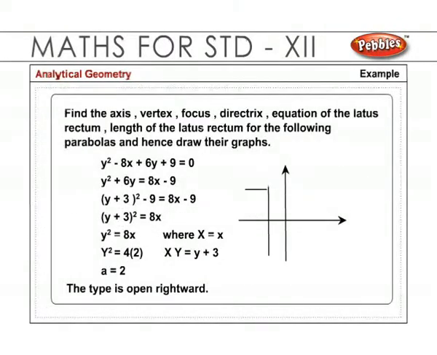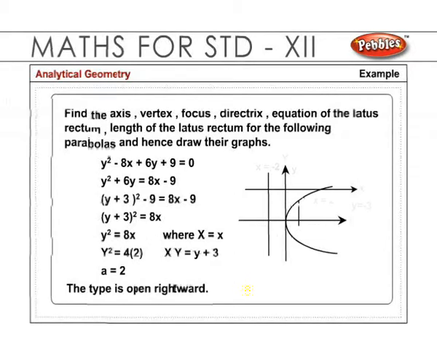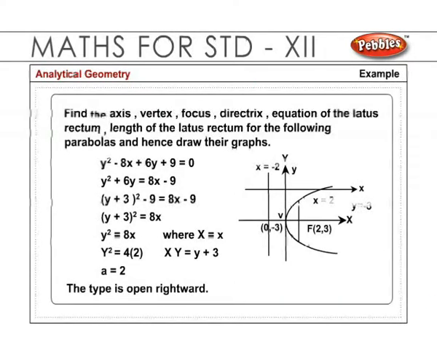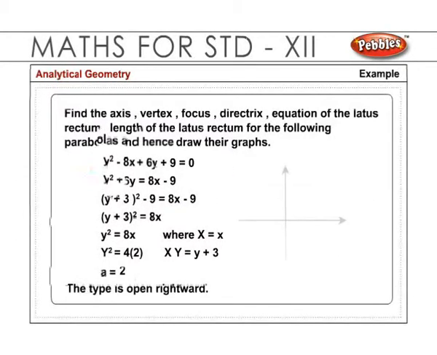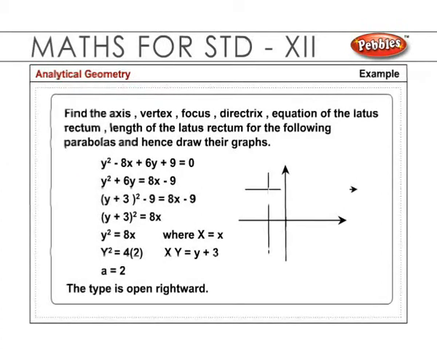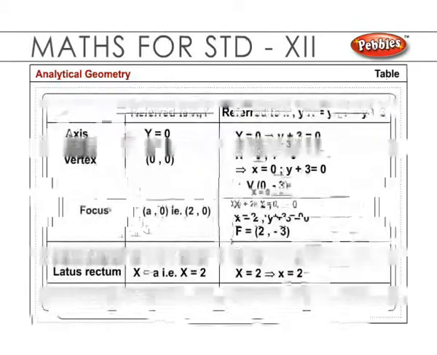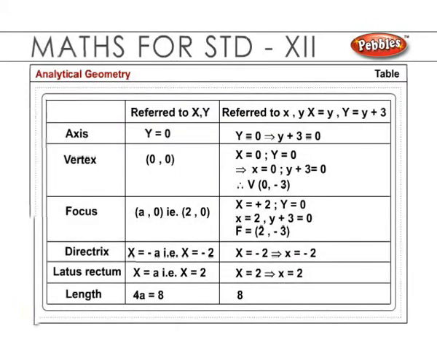First, we simplify the equation of the parabola y squared minus 8x plus 6y plus 9 is equal to 0 to get y squared is equal to 8x. Here, x is equal to x and a is equal to 2. The type is open rightward. The axis, vertex, focus, directrix, latus rectum, and length are given in the table.